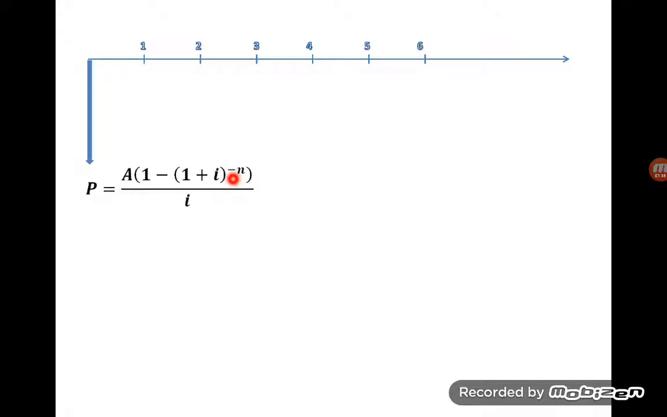So raising this to a negative value will make the expression 1 plus I raised to negative N become 0. So when this value is equal to 0, the expression remaining inside the parentheses will be equal to 1. So we'll have A times 1 divided by I. So the present worth for the perpetuity will be equal to A divided by I.